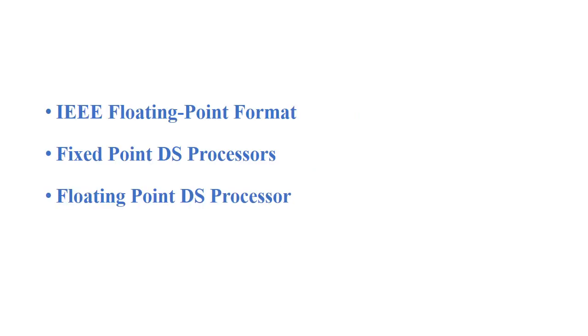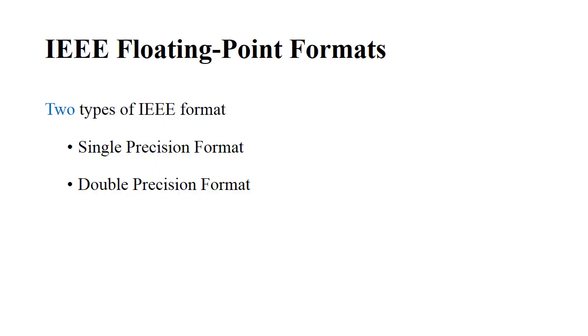In this lecture, we are going to discuss IEEE floating point format, then fixed point digital signal processors, floating point digital signal processor. So let us go through the IEEE floating point formats. In that we are going to have two different types. One is called the single precision format. Second one is called the double precision format.